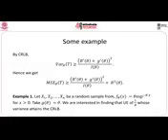Now, we consider some examples. Example 1. Let X1, X2 up to Xn be a random sample from the population f_θ(x) equals θ times e to the power minus θx, where x greater than 0. Take g(θ) equals 1 by θ. We are interested in finding that unbiased estimator of 1 by θ whose variance attains the CRLB.